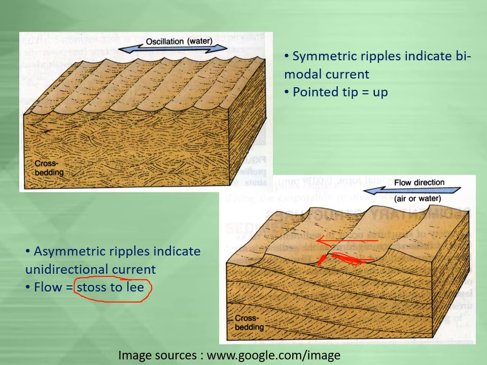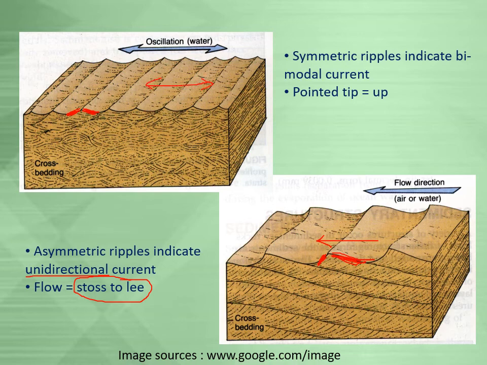And this kind of ripple marks can be formed by unidirectional flow. That means the flow is particularly from one direction to the other. Whereas in contrast, there is another kind of ripple in which you can see the length of one side is almost the same as the length of the other side. And also the inclination of these two sides is almost the same. So these kinds of ripples are known as symmetrical ripples, and they are formed by bidirectional flow.